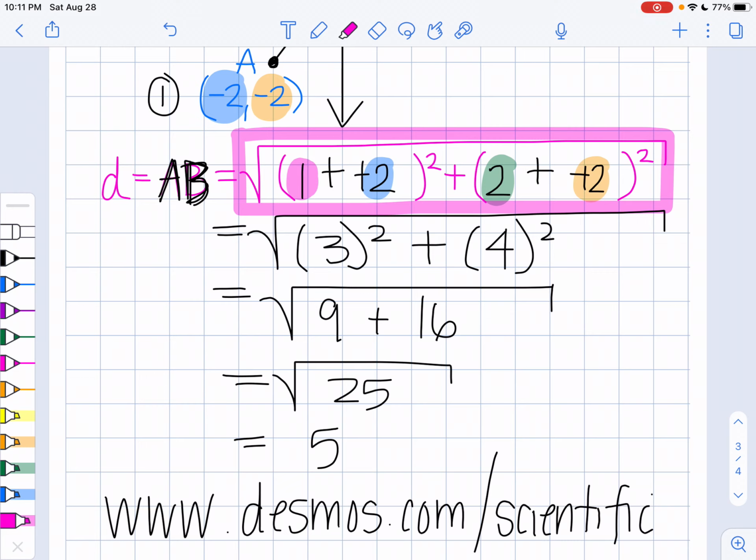So anyway, I can say that AB, my distance, is equal to 5.